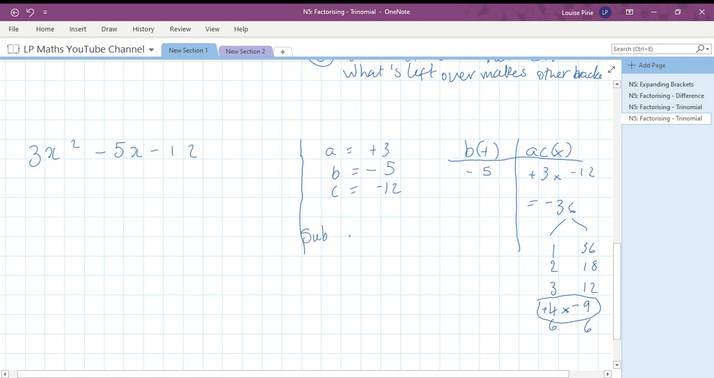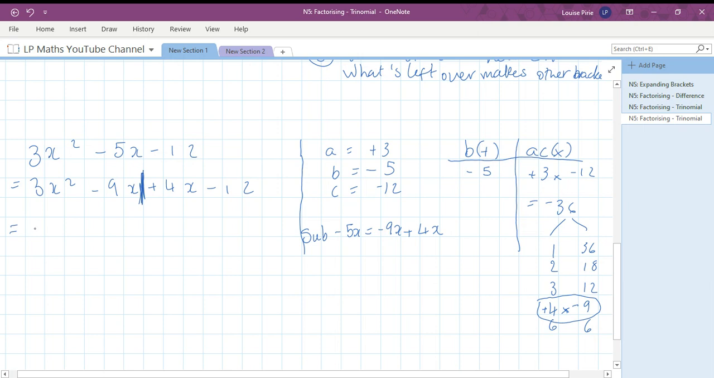So I'm just going to write that substitution now. So it's substitute minus 5x is equal to minus 9x plus 4x. I would advise that if you have a negative term, you put it first when you have this sort of situation, just because it's easier when picking out the common factors. So I'm now going to put that in the next line. 3x squared minus 9x plus 4x minus 12. Split in half, let's get common factors.